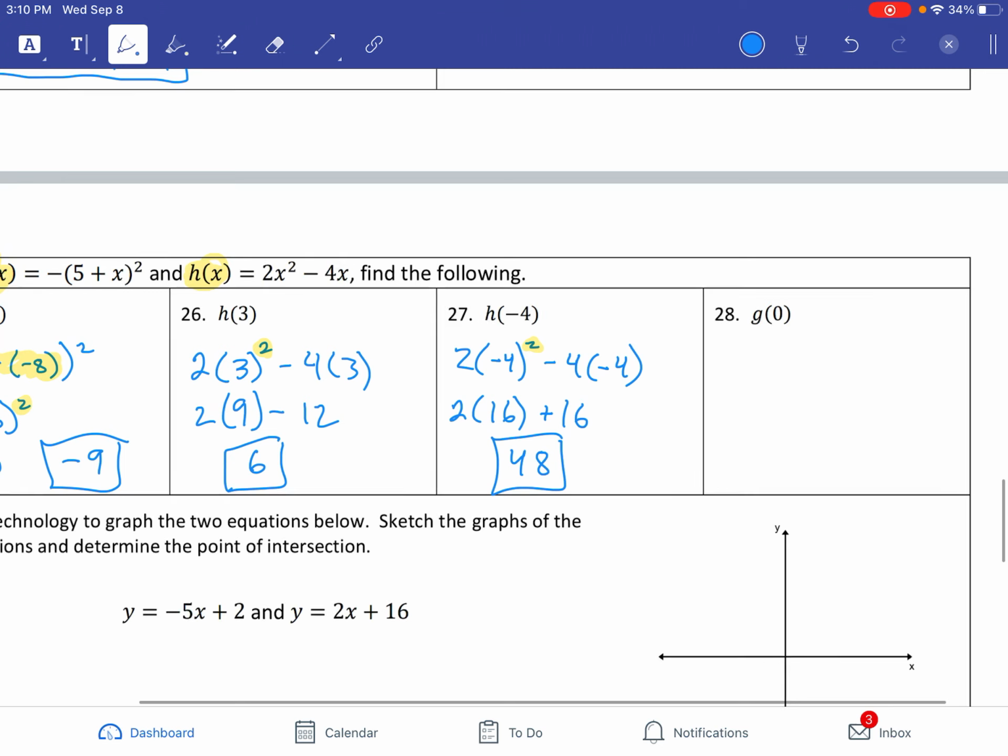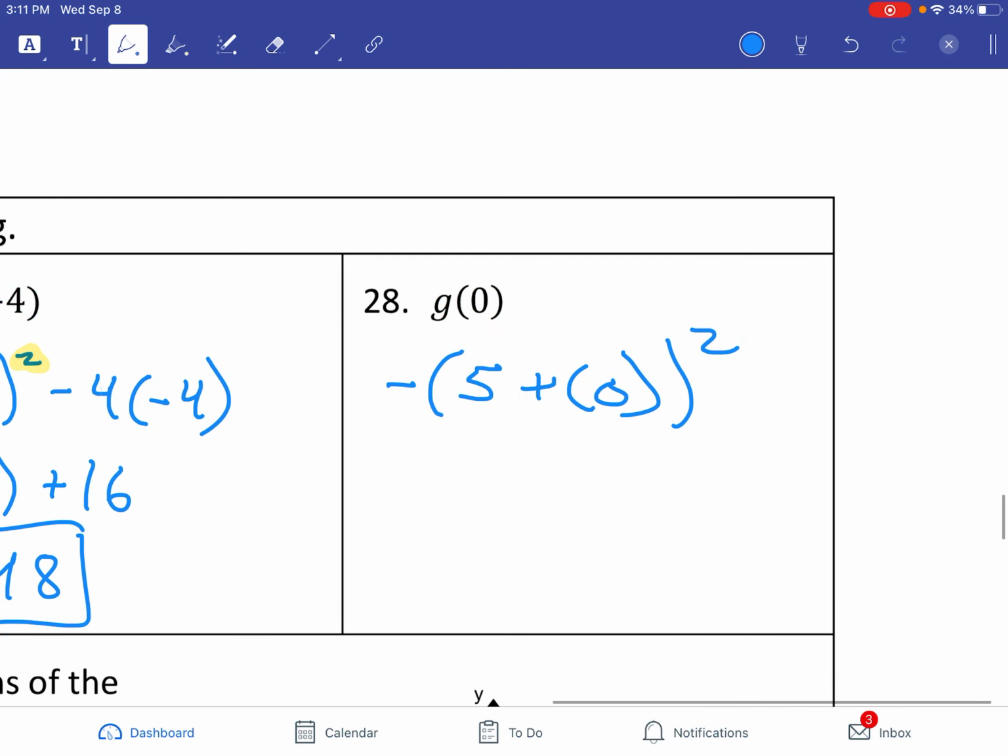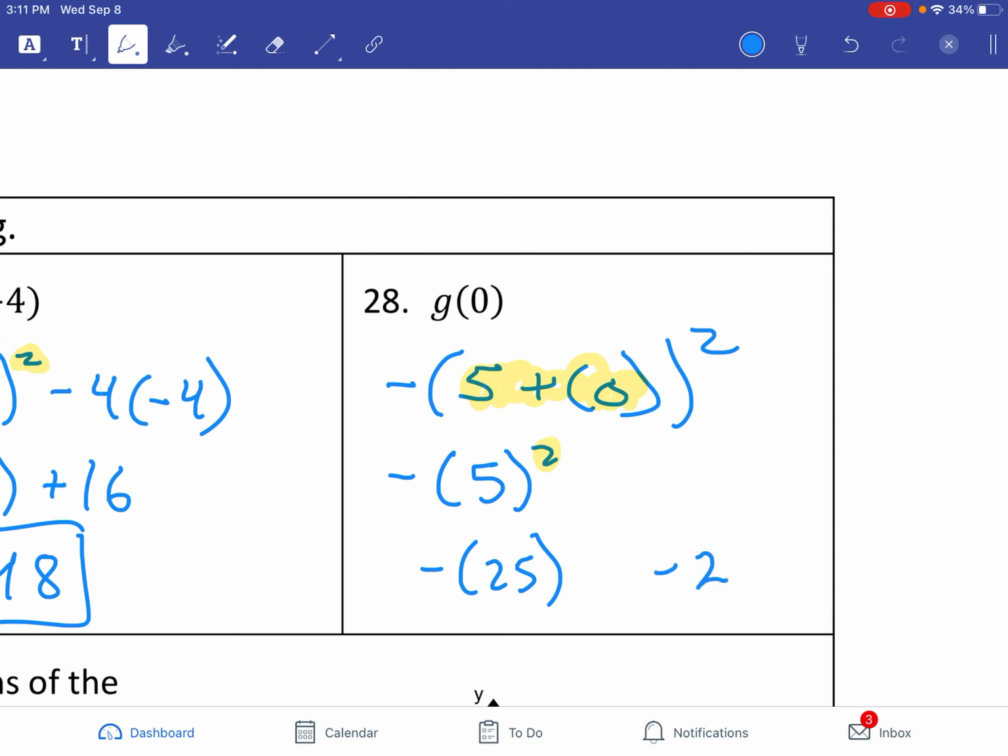All right, and lastly, we have g of 0. I'm going to put the g function, so it's minus, with the parentheses 5, plus I'm going to put 0 in parentheses, with the parentheses squared. That's what it should look like. Again, the stuff inside the parentheses has to be done first. So 5 plus 0 is 5. Next, we do the squared. 5 squared is 25, which gives me negative 25. Okay?